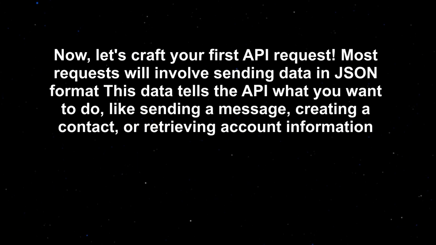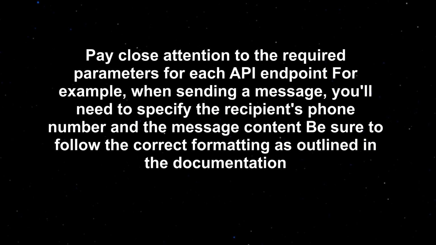Now, let's craft your first API request. Most requests will involve sending data in JSON format. This data tells the API what you want to do, like sending a message, creating a contact, or retrieving account information. Pay close attention to the required parameters for each API endpoint. For example, when sending a message, you'll need to specify the recipient's phone number and the message content. Be sure to follow the correct formatting as outlined in the documentation.